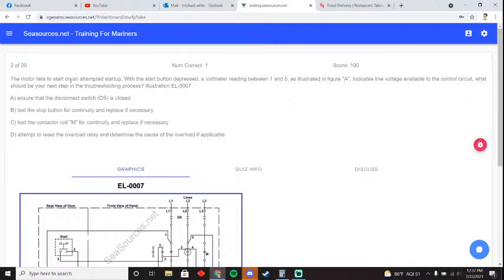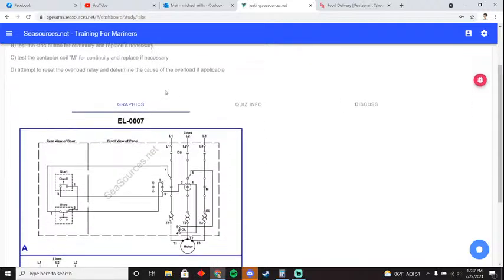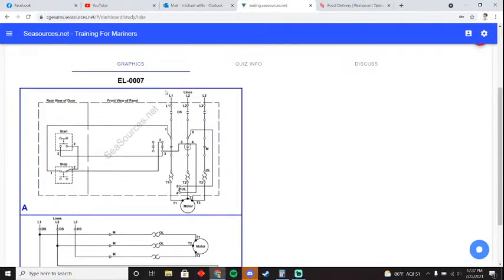The motor fails to start on an attempt to start up. With the button pressed, a voltmeter reading between 1 and 5, as illustrated in figure A, indicates line voltage available to the control circuit. What should be your next step in the troubleshooting process? So this is an electrical schematic. It's a simple one. Super simple.